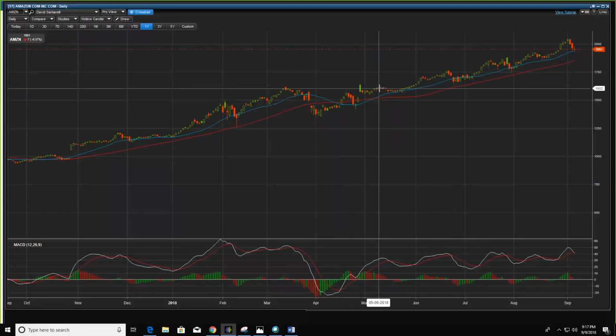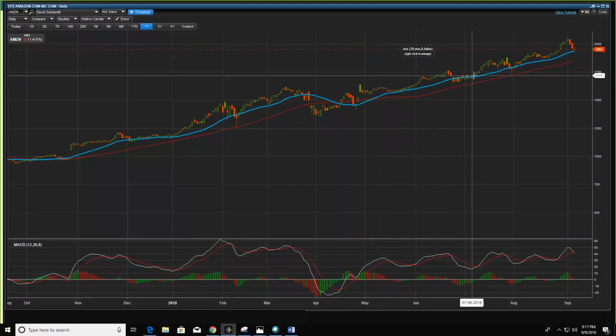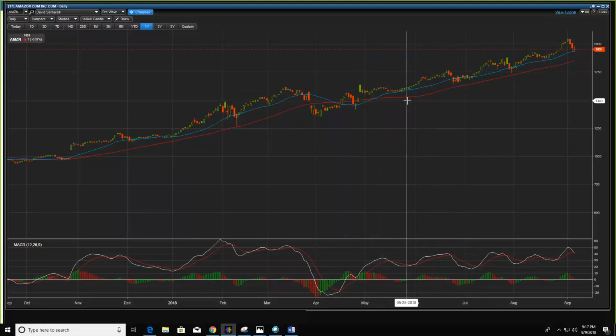From 5-9, it was at, let's say, 1600, and by 7-9, it's at 1725. So it had around a 125-point move in 2 months. If you're looking at that and say, okay, from the previous 2 months, it moved up around 125 points, what's the stock going to do from 7-9 until further?